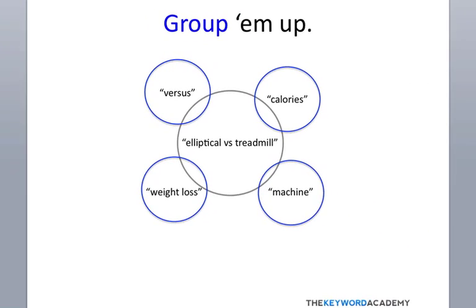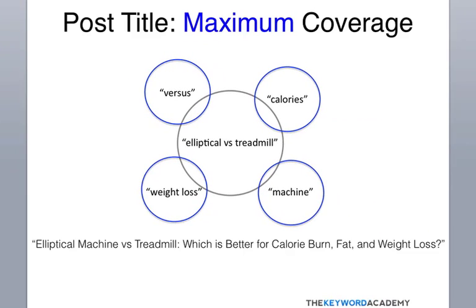Now let's talk about what our goal is with these post titles. Our goal with any post title that we put on our site is that it delivers maximum coverage for all of the variations within that group. Now, I'm not always going to be able to get every single twist and angle covered by my post title, but I will do my best. So the post title that I came up with for elliptical versus treadmill is elliptical machine versus treadmill.